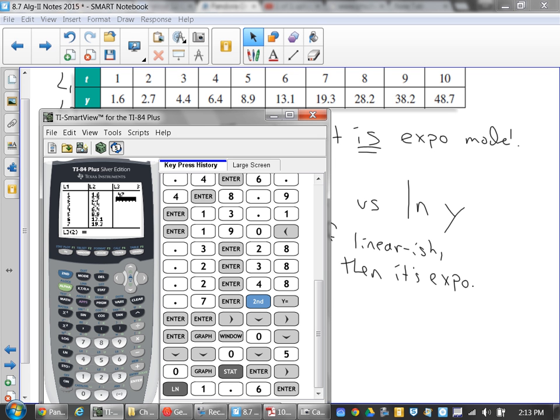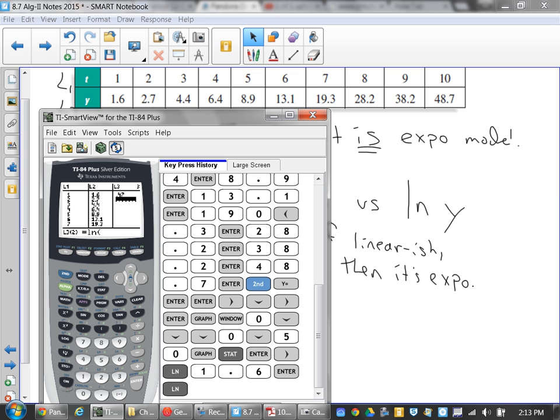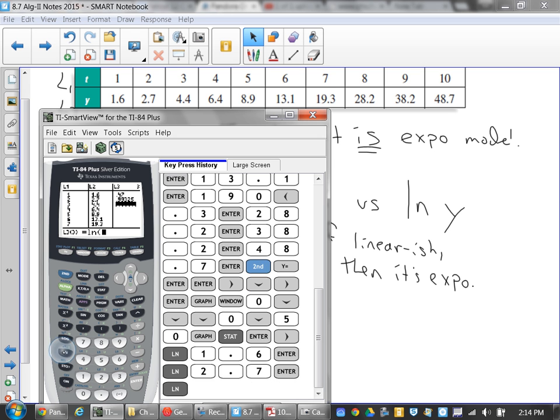Okay? If I type in natural log 2.7, I'm taking the natural log of all the numbers that are in my L2 column. I don't have to write it out by hand because I can just type it in the calculator. I'm at the third entry, so I'm going to type natural log of 4.4. Okay?